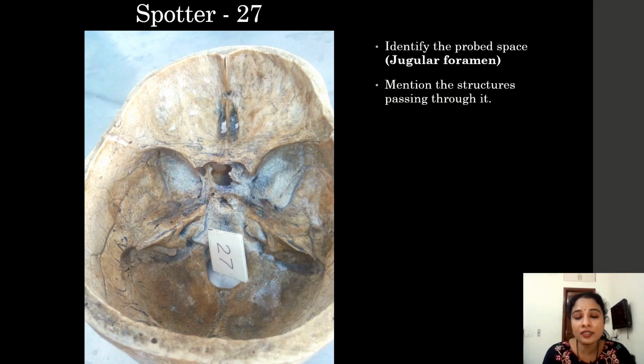And along with these three nerves, internal jugular vein, which is the continuation of sigmoid sinus, comes out through this foramen, and inferior petrosal sinus, which is the first tributary of internal jugular vein. So it arises just below the cranium, that is the base of the skull, and it enters back into the cranial cavity through this jugular foramen. So these are the structures passing through the jugular foramen. So I repeat: 9th, 10th, 11th cranial nerves, internal jugular vein and inferior petrosal sinus.